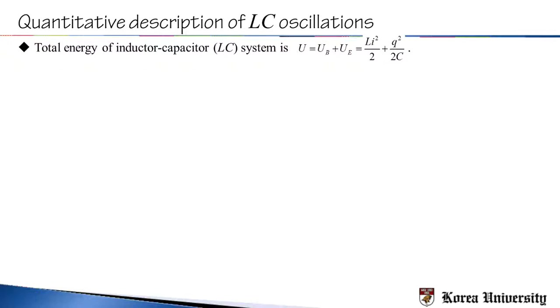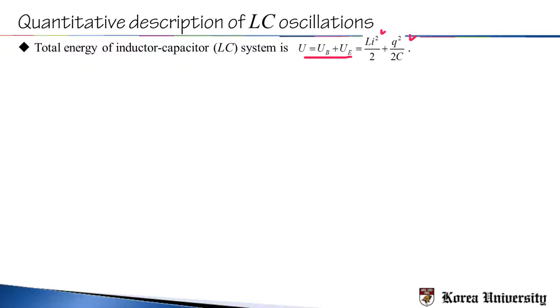So we just did the qualitative description of the LC oscillations and saw how the magnetic energy and electric energy oscillate back and forth. And here we will use mathematics to describe it. The total energy is the summation of the magnetic energy and the electric energy. We learned that the magnetic energy in the inductor is Li squared divided by 2, and the electric energy in the capacitor is Q squared divided by C.